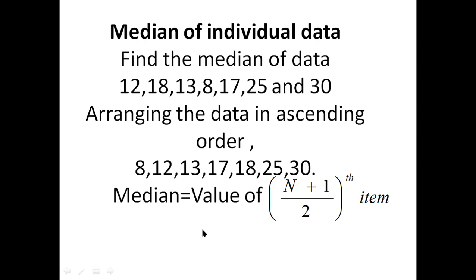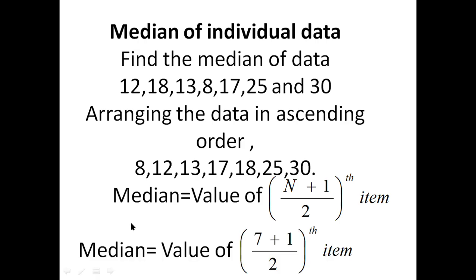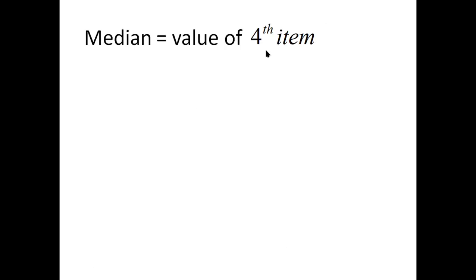So let's proceed. Here the total number is 7. If we count, 1, 2, 3, 4, 5, 6, 7, so 7 terms are there. Now, median equals the value of (7 plus 1) by 2 th item. So by doing that, we get 8 by 2, the fourth item. So median is the value of the fourth item.